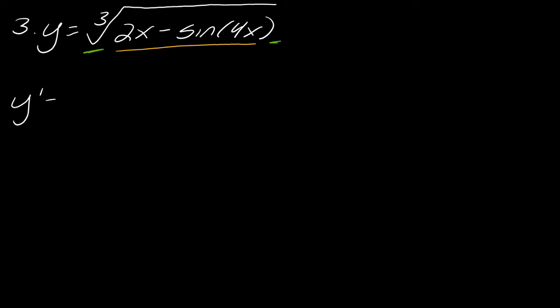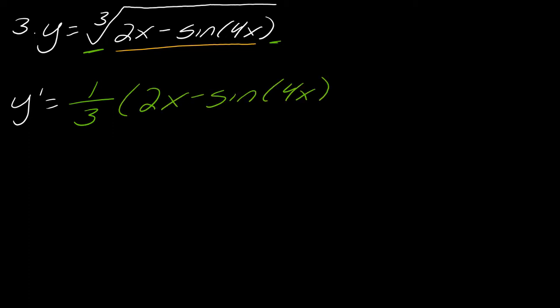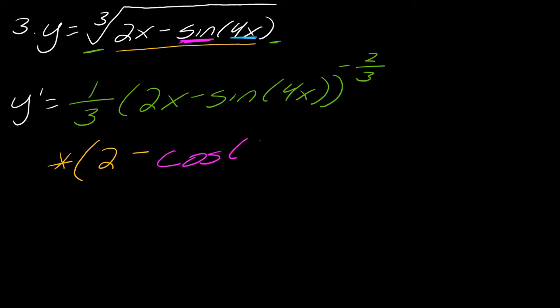So if I go ahead and evaluate this, for y prime, this will be 1/3. I leave the inside function intact like this, and then I subtract 1 from the exponent. So there's my outermost derivative. And now I want to multiply that by the derivative of the inside. Now, when I take this, the derivative of 2x is 2. And now I have to think about inside and outside functions with this part right here. So the outermost function here is this sine, and the innermost function is this 4x. So if I take the derivative of the sine function, that'll be cosine, and I leave the inside intact.